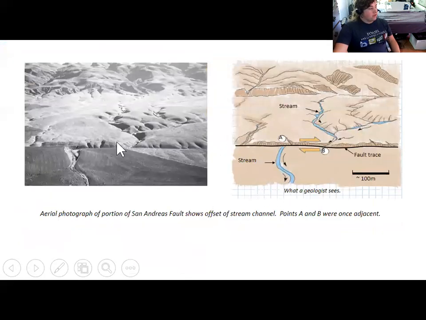And here's another example showing how distortion can happen from transform faults. This is an example of where you have a stream that used to flow continuously, and then movement along the San Andreas fault, the right lateral San Andreas fault, caused a shift. And so now where the river comes out of these hills is offset to the right of where it was originally. So any questions about transform faults?